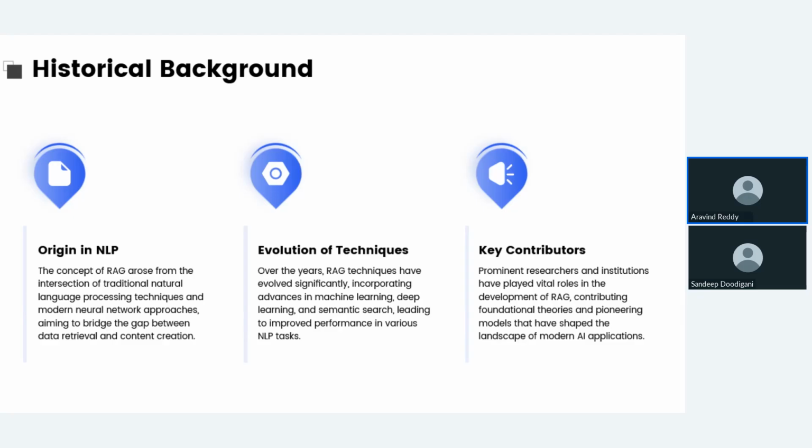Next, evolution of techniques. Year after year, since RAG was introduced, they used machine learning, deep learning and semantic search, leading to improved performance of various NLP tasks. If you take search engines, in that area also they use this type of RAG to get context information. Context is nothing but the meaning.